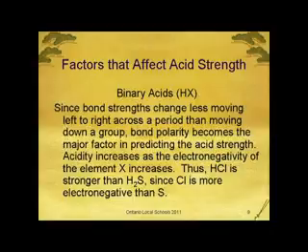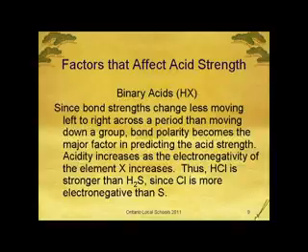Now, it's very easy to predict the strength of an acid by its bond strength when you're looking at the elements that hydrogen's bonded to when they're in the same vertical group or column on the periodic table, the same family. But bond strengths change less when we move left to right across a period than when we move down a group. So rather than bond strength, the bond polarity becomes the major factor in predicting the acid strength.